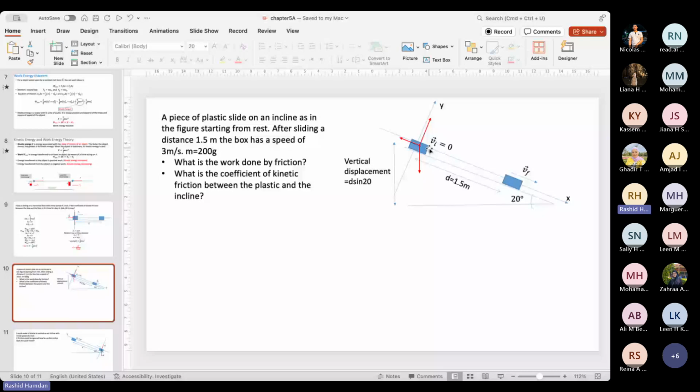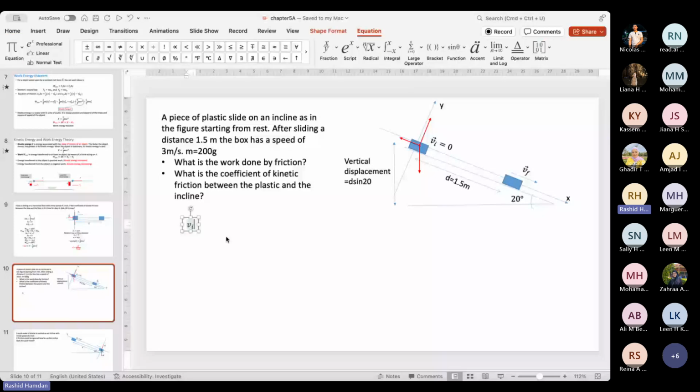So it starts from rest. It ends with a speed of 3 meters per second. So let's write this. Now I'm not going to put the vectors. So v initial is equal to 0. It goes to v final, which is equal to 3 meters per second. This is the magnitude. Now, this means that my kinetic energy initial is 0, and it changed to the kinetic energy final, which is equal to half m v final squared.